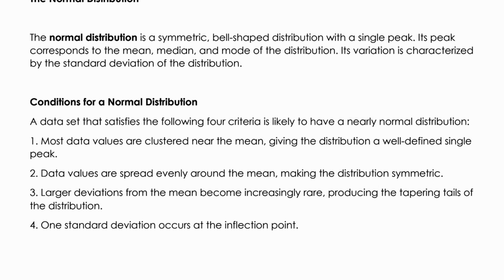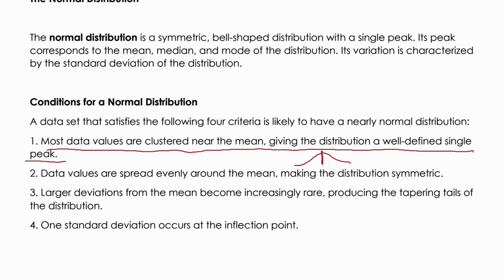All normal distributions have certain characteristics, and I have them listed here. So most data values near the mean, giving the distribution a well-defined single peak. So most of the data values being near the mean means it's going to look something like this. The mean is going to be in the center, and most of those values are going to be near the center. Now, the variation can change and the value of the mean can change, but the shape of the distribution, if it's normal, is going to be a bell-shaped looking curve.